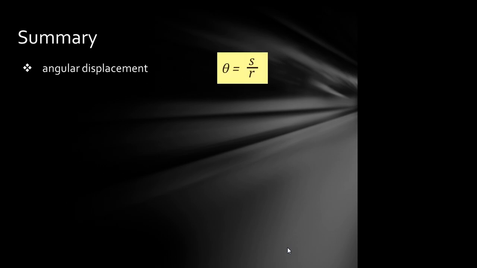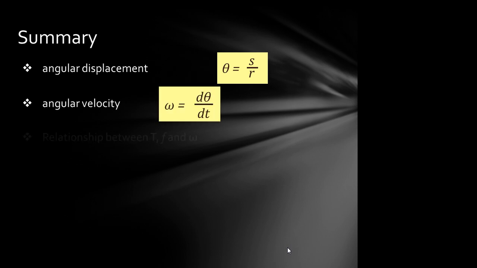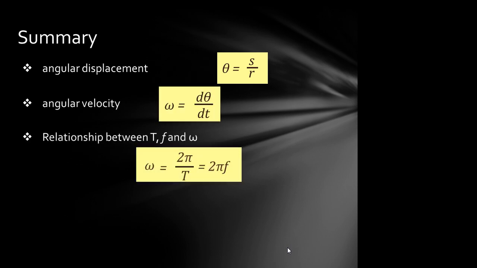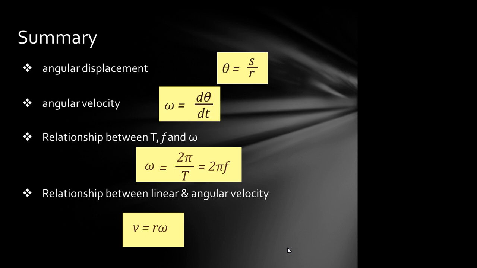So let's summarize the equations we have learned. Angular displacement, angular velocity, the relationship between angular velocity and period, as well as the relationship between angular velocity and speed. So these are some of the basic equations we need mainly throughout most of our circular motion questions. They're new to you, but not that difficult, right? It's just one step further from your regular kinematics.